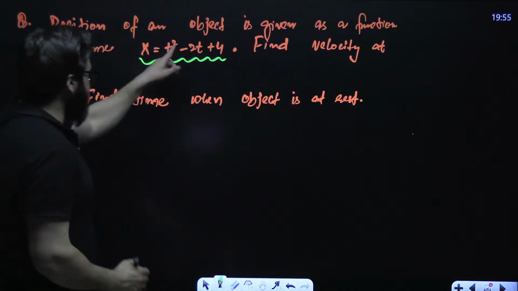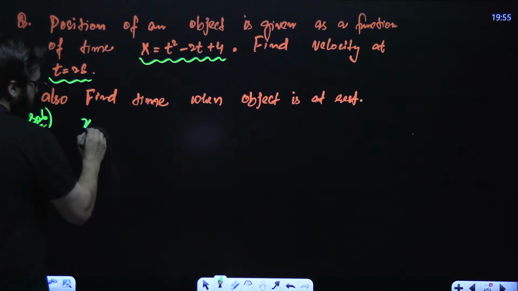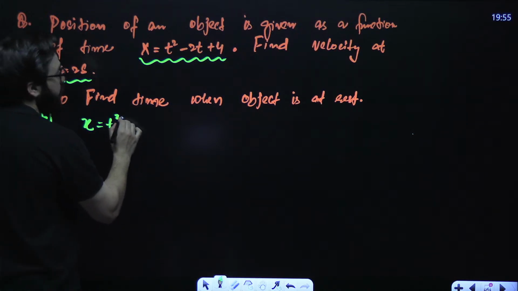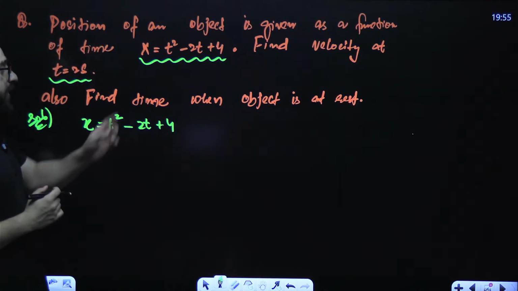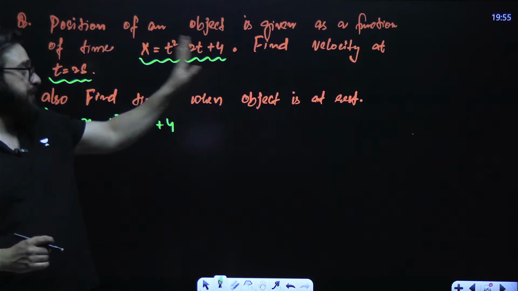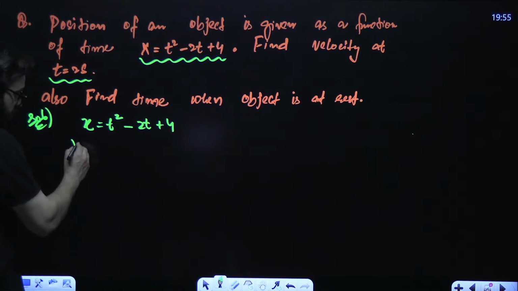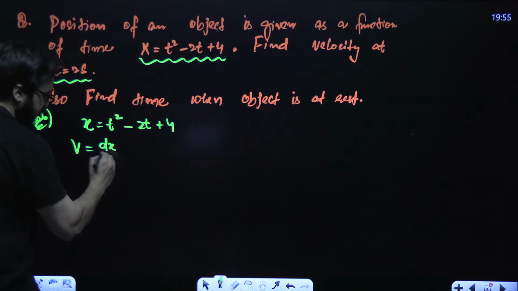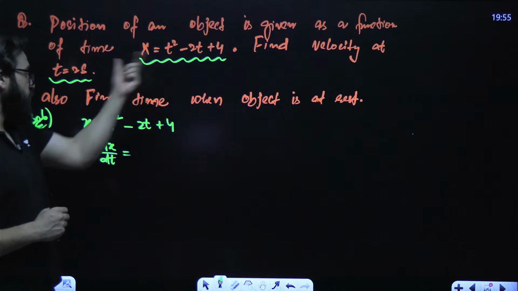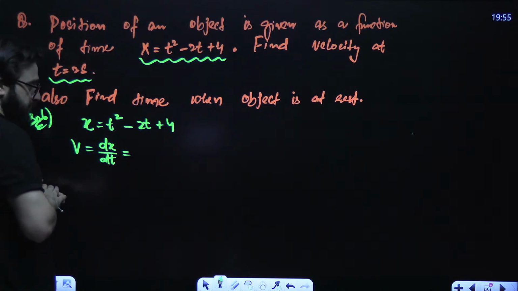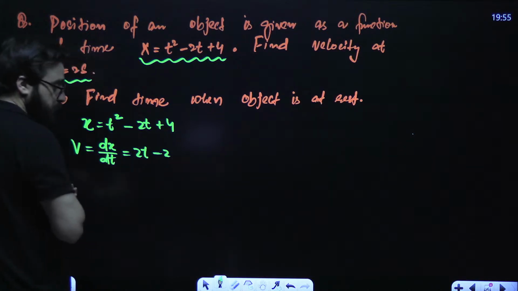As in this particular case, x is equal to t square minus 2t plus 4. Now we have to find the velocity at t is equal to 2 seconds. So velocity will be simply dx divided by dt, that is differentiation of this position. So this will be 2t minus 2.